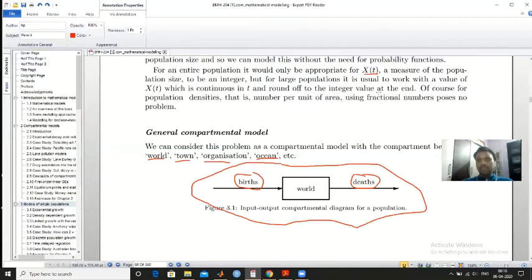So if x(t) is a variable which represents the population at time t in this compartment, what is x(t)? x(t) is the population size at any time t. Then what will be our model? A simple model.